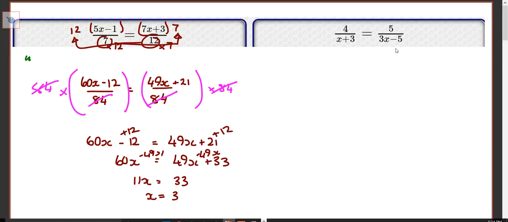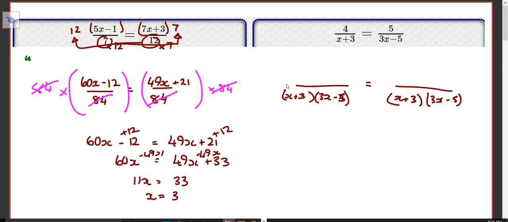So this one is the same thing now, but the algebra is on the bottom. So we end up in this case with, what's the common denominator? We would have x plus 3 times 3x minus 5, and x plus 3, 3x minus 5. But on top would be 4 lots of 3x minus 5, and this would be 5 lots of x plus 3.